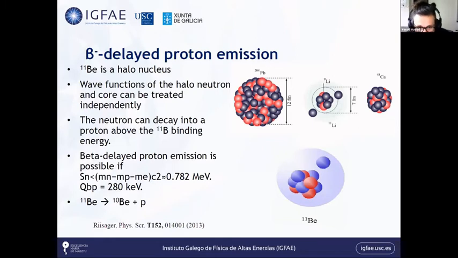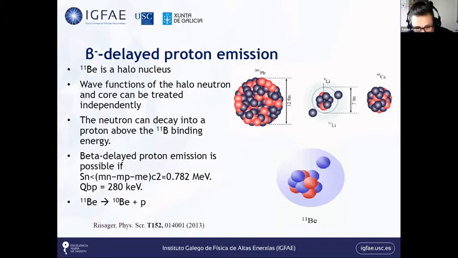So this type of halo nucleus, as we know, is where we can think about a decoupled core and an orbiting neutron that can be treated independently. So what will happen is that one of the competing channels will be that the neutron may decay into a proton and the boron-11 daughter, above the binding energy, and it will emit a proton. And the reason this is special is that it would lead to a channel similar to what we would expect from this dark neutron decay, let's say.